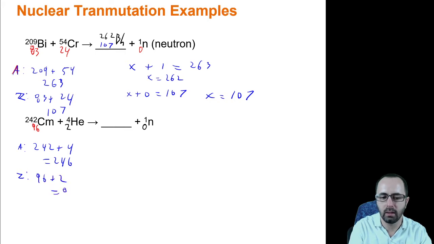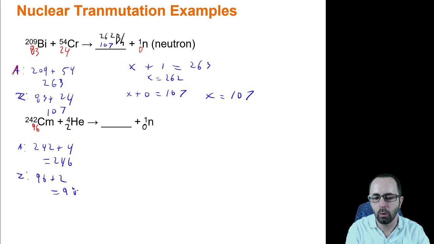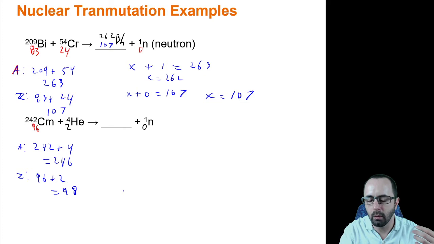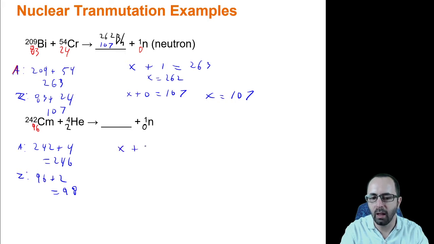This is 98. Now remember, we're following the same rules we did before for writing nuclear equations, in that all of the mass numbers on one side have to add up to the same as those on the other side, and all the atomic numbers have to. So what this means is for the mass numbers here, we need something which we can call x, which adds to 1 and makes 246. So x here must be 245.